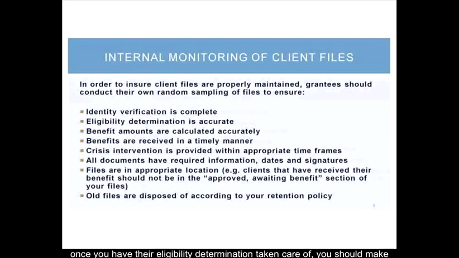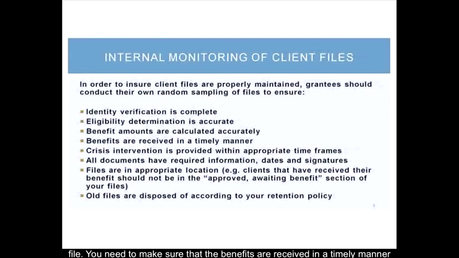Then once you have their eligibility determination taken care of, you should make sure to check that the benefit determination was done accurately. In other words, did they give them the appropriate benefit amount, or did they accidentally give them a higher amount or a lower amount? This is something you need to double check when you're doing client file monitoring. If they have a bill in there that says that they're an electric household and they received the benefit based on fuel oil, that would be a mistake. And you need to make sure that their benefit is properly aligning with all the documentation that's in the file.